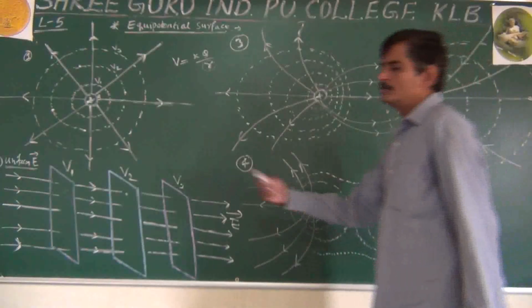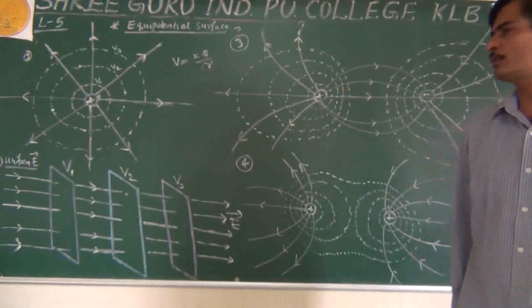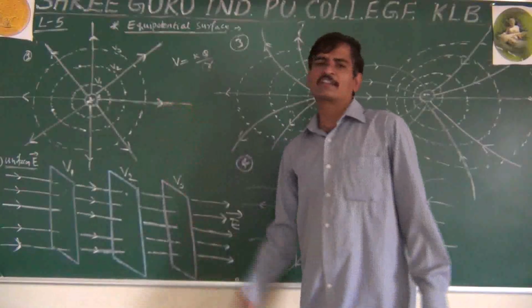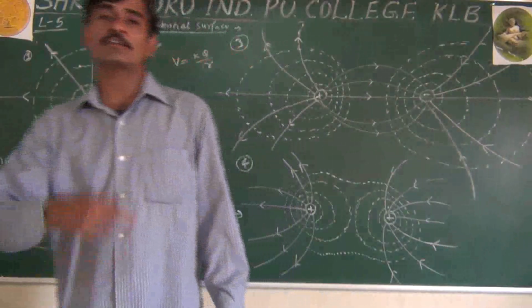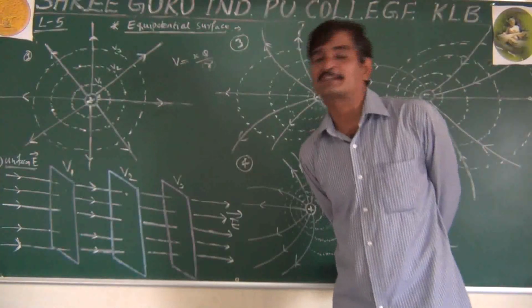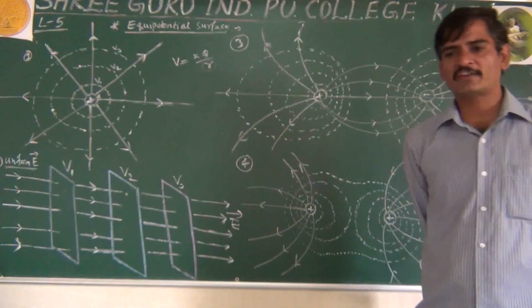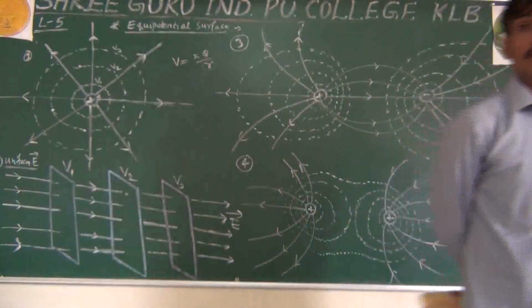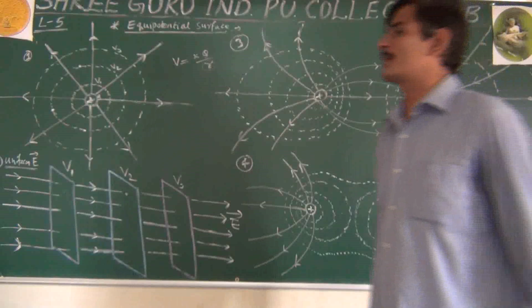So what is the use of these equipotential surfaces? They are used to indicate the potential, that is, these are all regions having the same potential. To indicate that, we can draw equipotential surfaces, and also equipotential surfaces are drawn to indicate the direction and magnitude of the electric field.